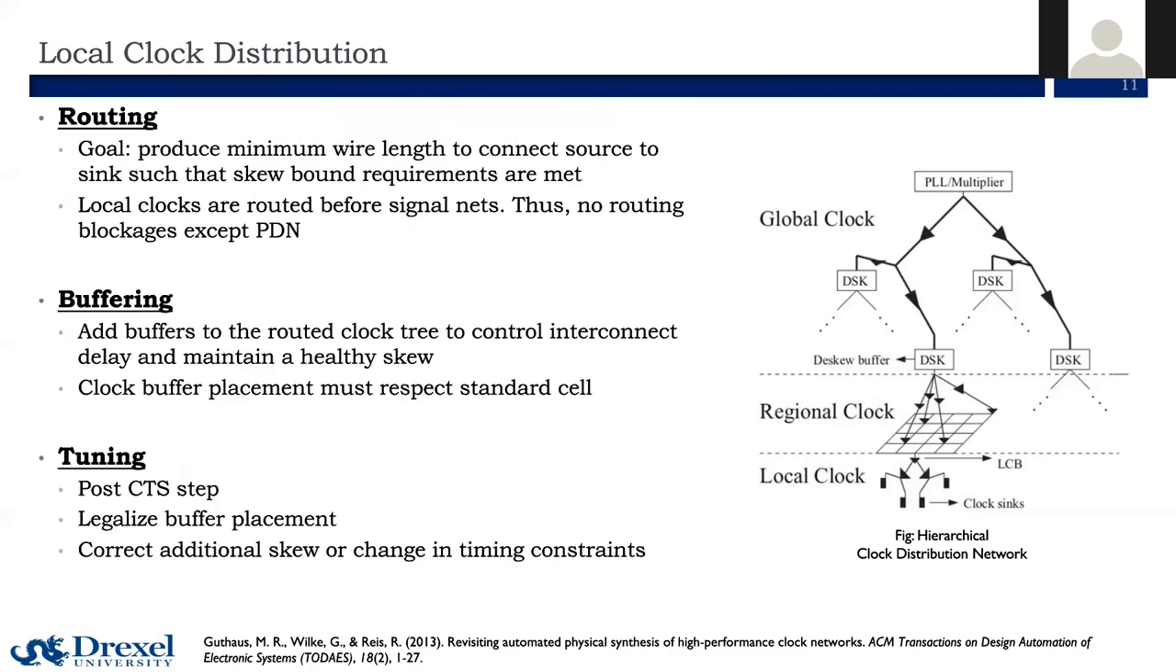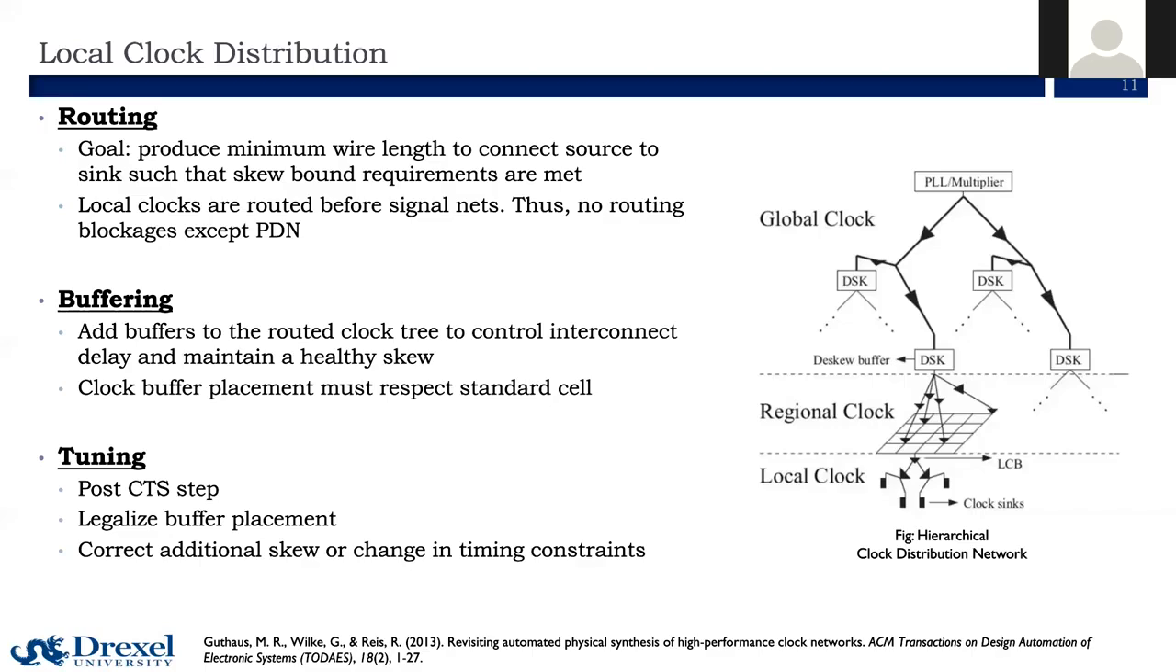So the local distribution has its own flow going on where we start from routing. Now, since CTS is done post placement and pre routing, there are no routing blockages here. The goal is similar to a normal routing on an IC where we want to produce minimum wire length to connect source to sinks, with the addition that we want to make sure that the skew requirements are met.